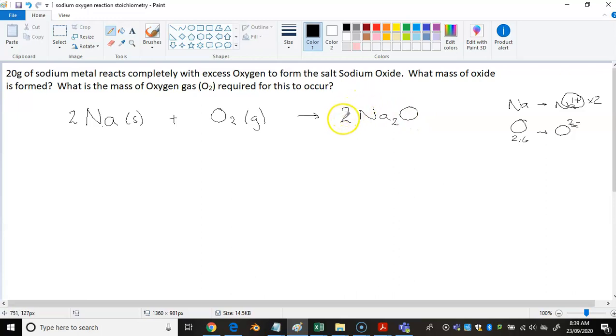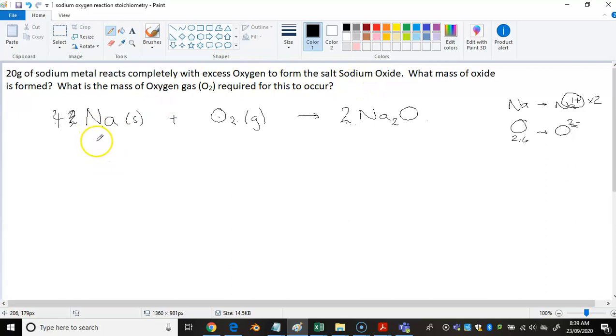And as soon as I've made a change, I have to go back to the start and go through it all again. So here 2 sodiums, 4 sodiums. So now we change this to a 4. And then we start again. 4 sodiums, 4 sodiums, 2 oxygens, 2 oxygens. We're all good. So we've got a balanced equation now.